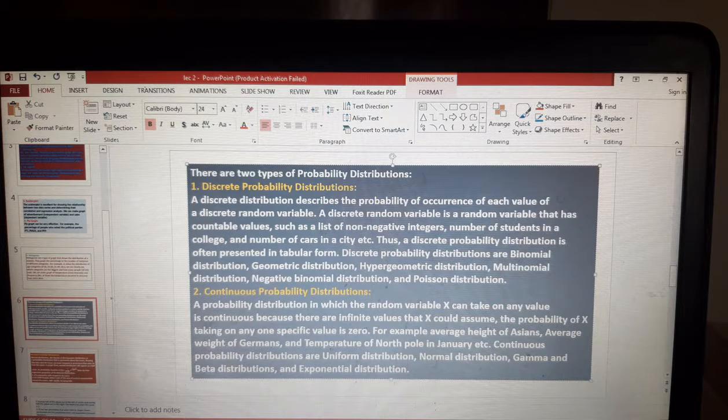A probability distribution in which the random variable x can take on any value is continuous because there are infinite values that x could assume. The probability of x taking on any specific value is 0. For example, average height of Asians, average weight of Germans, and temperature of the North Pole in January, etc. Continuous probability distributions are uniform distribution, normal distribution, gamma and beta distributions, and exponential distribution. The value of a continuous random variable occurs in whole number form as well as in decimal form.